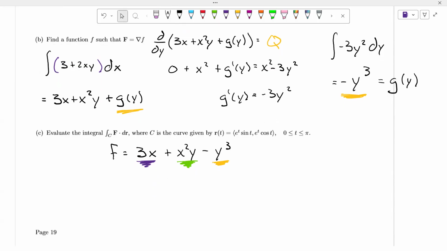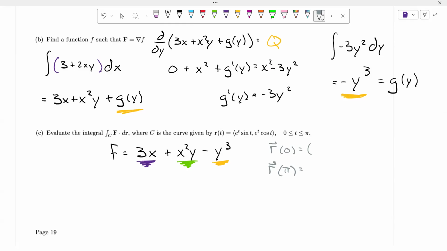So if I now want to evaluate this integral where the curve is given by e to the t sine t, e to the t cosine t, evaluating from 0 to pi, well, I don't really want to do all that. That's the whole point in finding this potential function. Instead of needing to integrate that whole mess, I just want to look at that curve at its endpoints. So I want to look at r of 0, and I want to look at r of pi, because I'm going to turn these back into xy points.